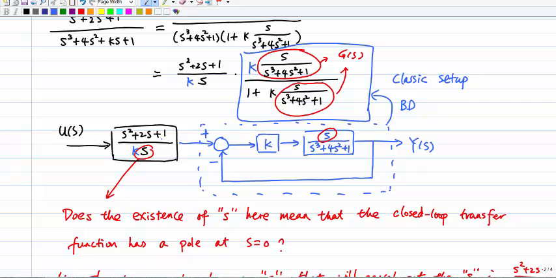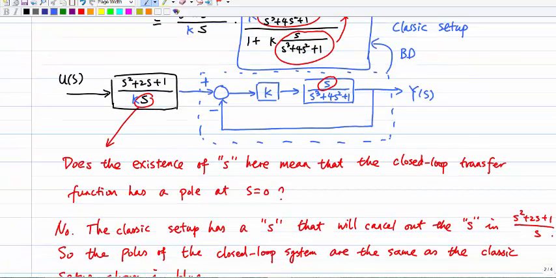So one question I have is, does the existence of this S over here, because this one looks like I have another pole, right? It looks like the transform has another pole. Does the existence of this S over here mean that the closed loop transfer function has a pole at S is zero? The answer is no, because in the classic setup, I have S. So this S will be canceled out. That's why we won't have a pole over here.